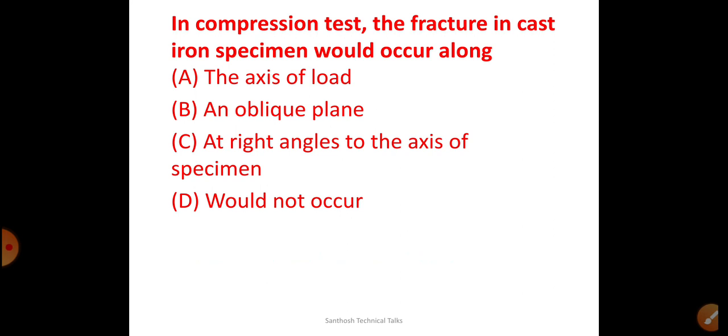Next, a very superb question. In a compression test, the fracture in a cast iron specimen would occur along an oblique plane. We know that cast iron is a brittle material, so it can take compression load, but it has an ultimate maximum compression strength. Beyond that, the material will fail in compression too. Therefore, the failure would occur along the oblique plane.